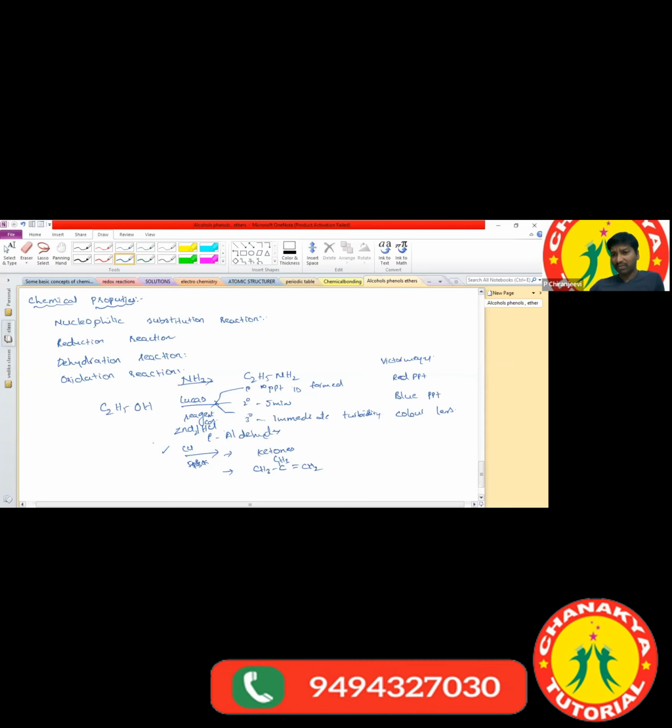Different identification tests, my dear. Now, what is another important test we have? The esterification reaction. We use the esterification reaction for carboxylic acids as well as alcohols. Actually, the esterification reaction is used to confirm the carboxylic acid, but by using that we can also identify alcohols.